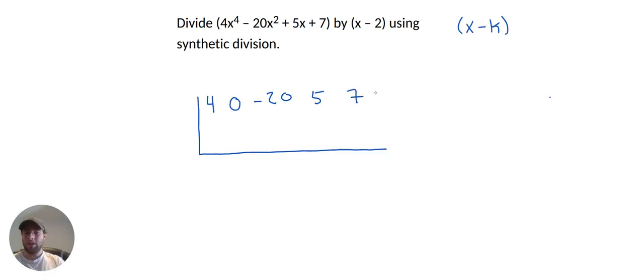And then on the outside here, we're not going to write the full x minus 2. We're actually just going to write our value for k. And our value for k is going to be 2. So we're just going to do 2 here.